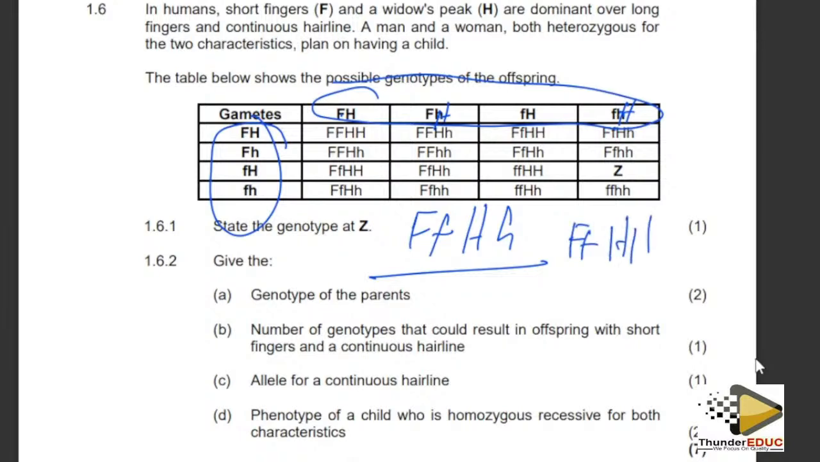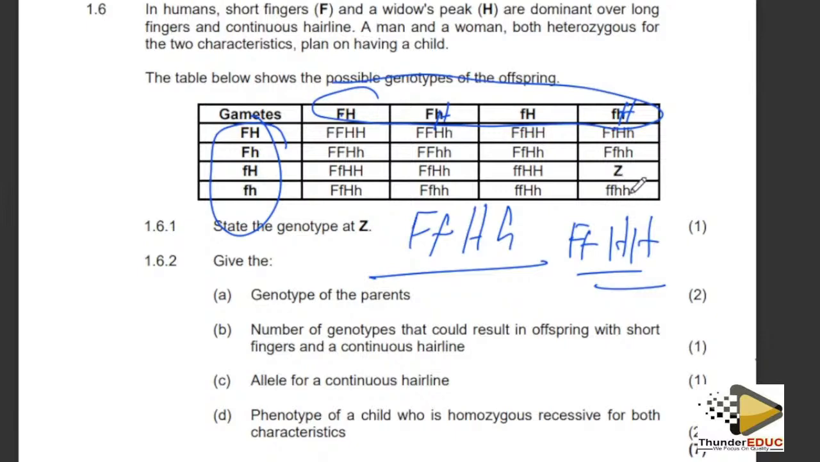No. They are all capital H. Done. That's how you can identify. Simple, no stress. They're saying the number of genotypes that could result in offspring with short fingers, and short is dominant, right? And then this one is recessive.